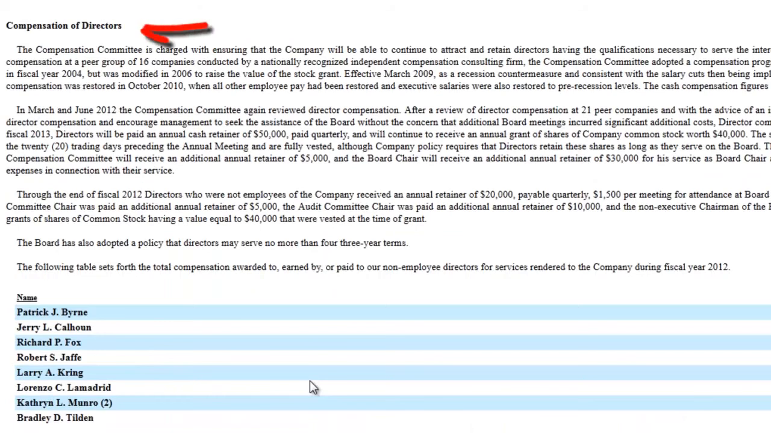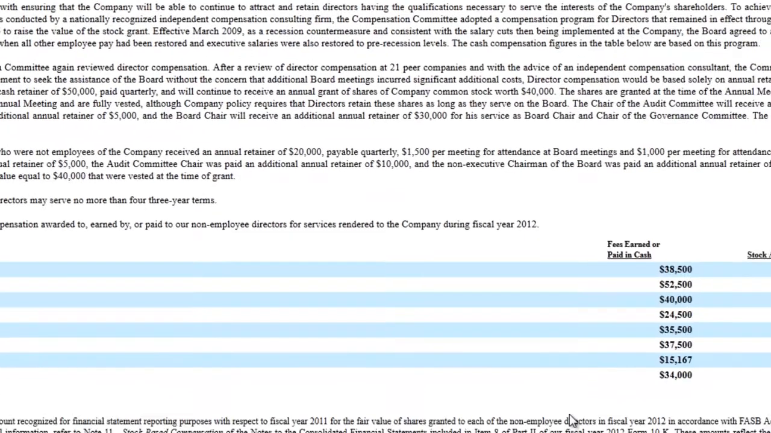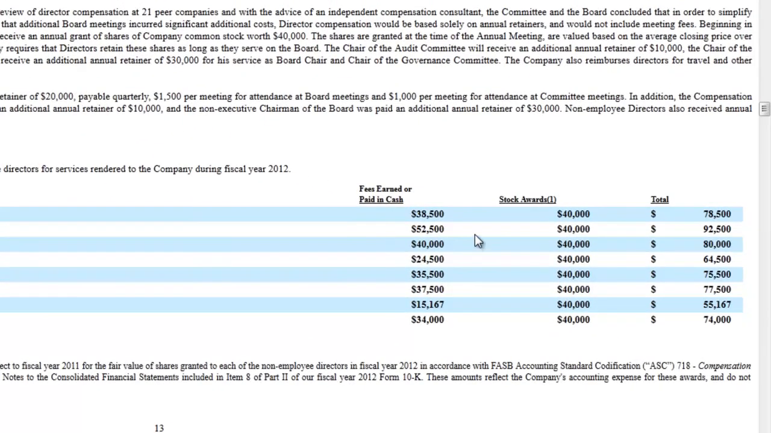Moving on through the form. Here you have a section on how these directors are compensated. Do they get paid with cash? Do they get awarded stock? And what is the total compensation?